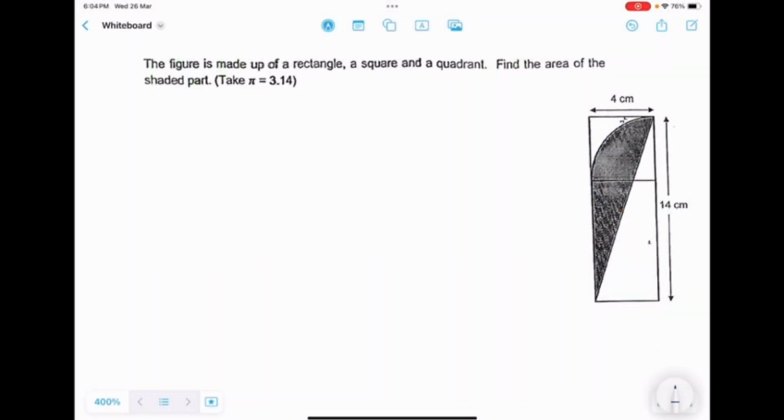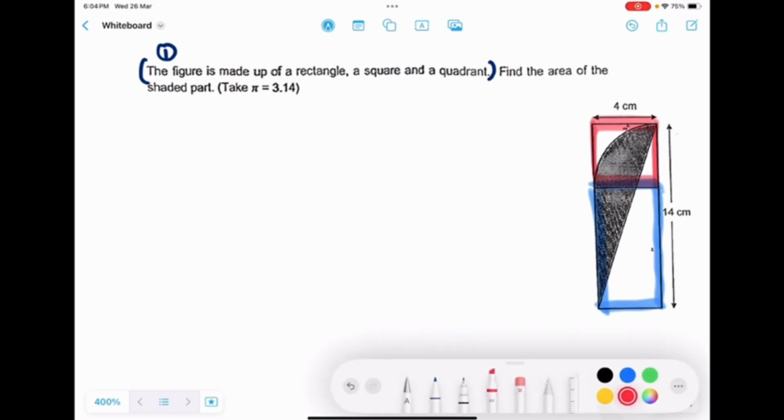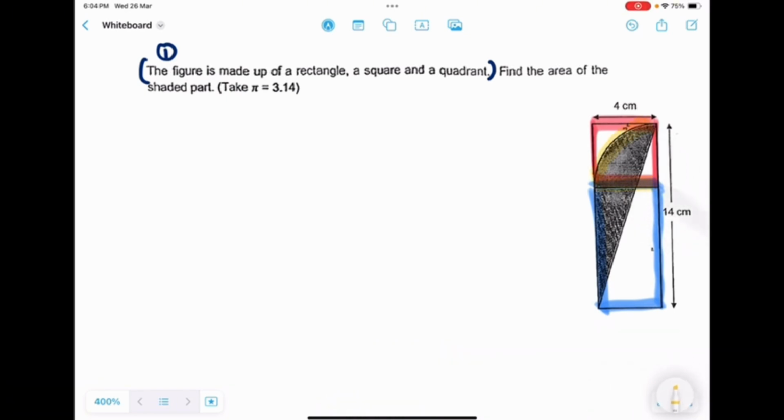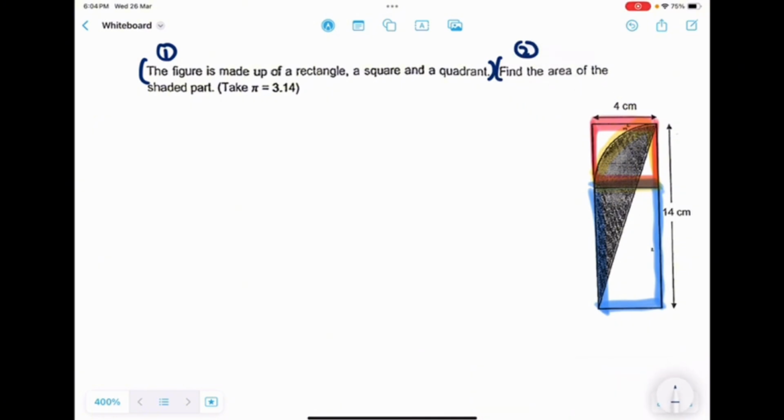Now, moving on to the next question, let's jump right in. The figure is made up of a rectangle, a square, and a quadrant. Alright, this is sentence number 1. Now I can see that my rectangle is over here, my square being this, and of course the quadrant being right inside the square over here. Alright, the question is asking us to find the area of the shaded part and to take pi as 3.14.